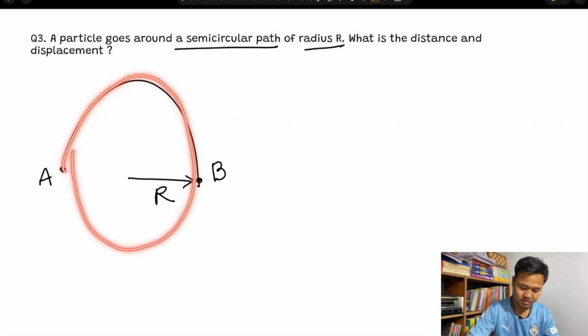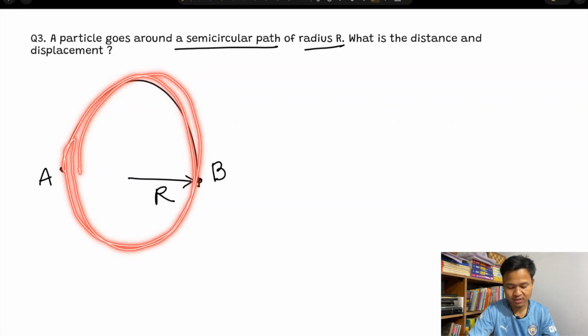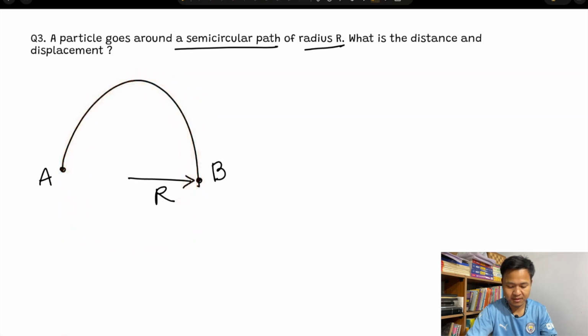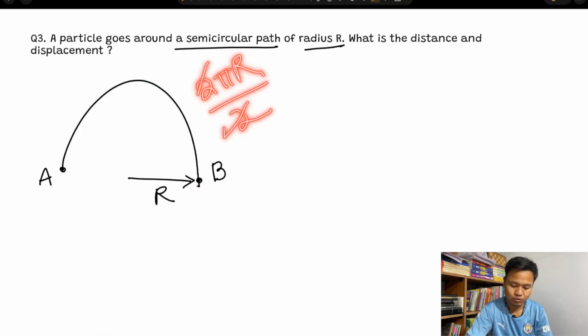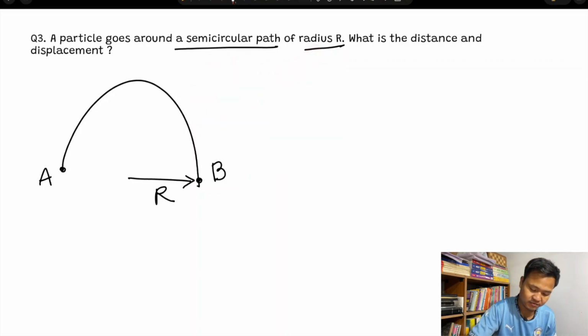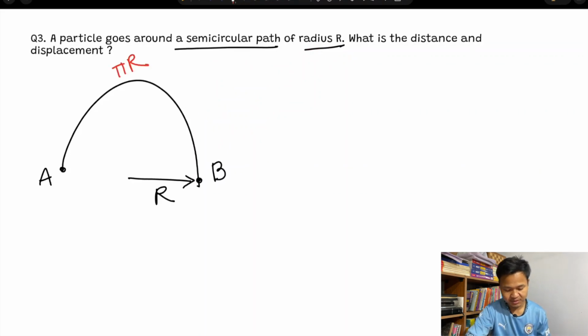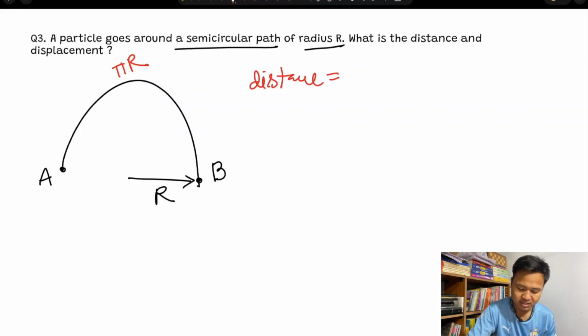If I have a full circle, the circumference of a circle is nothing but 2 pi r. So what is the circumference for a semicircle? Divide by 2, 2 gets cancelled out, I have pi into r. So the circumference of a semicircle is pi into r. So distance is nothing but the circumference of the semicircular path. So that is pi into r.